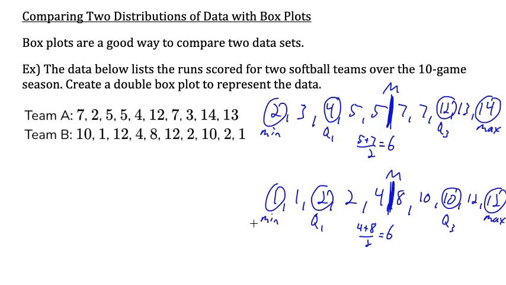All right, let's make our parallel box plots. We're going to put both box plots on the same axis or on the same scale. Otherwise, it's hard to compare them. But if we have them on the same scale, then it's very easy to spot some differences. The minimum number of runs scored is 1, and the maximum is 14. So our scale needs to include those. So I think I'll start at 0 and go by 2s.